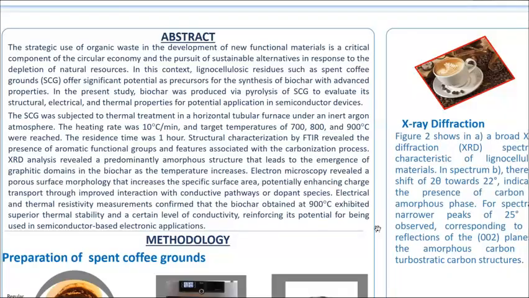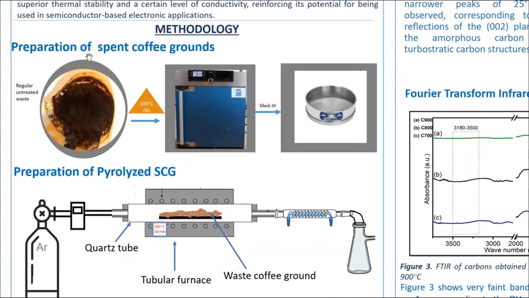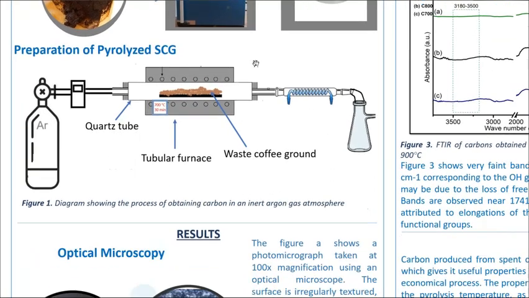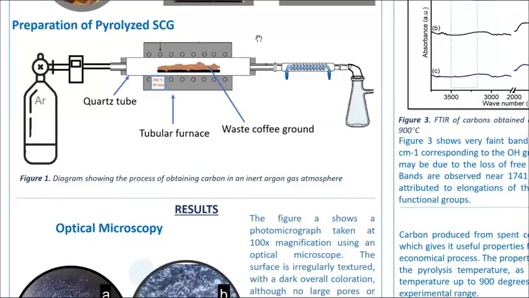Methodology. To obtain the carbon, the coffee grounds were first prepared from local coffee beans in a coffee maker under normal operating conditions. The waste was then collected and dried at 100 degrees Celsius for 6 hours to remove excess moisture. It was then ground in a hand mill to reduce the particle size to 80 mesh. No additional treatment was applied after this, nor were any catalysts added.